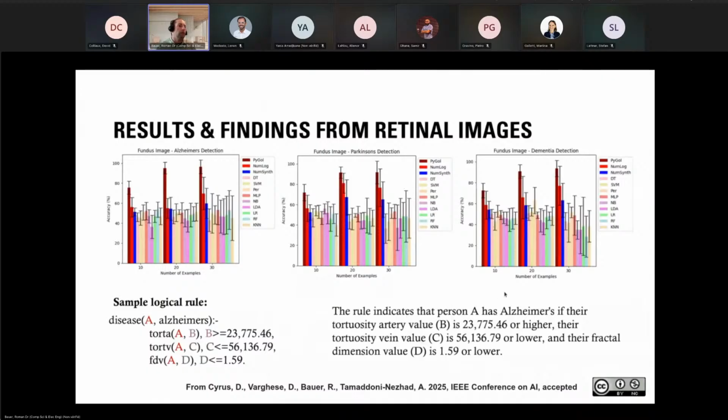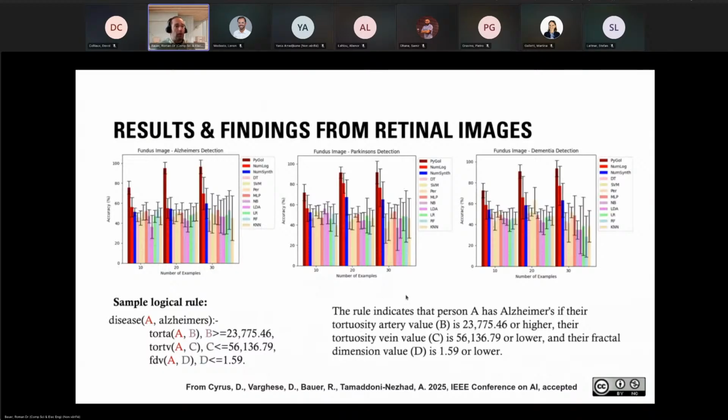And it tells us, for example, if certain conditions on those features are given, like for example, if the tortuosity artery value is higher than this value, or if the tortuosity vein value is lower than this value, and so on, then the classifier says this person has Alzheimer's disease, or is at high risk of having Alzheimer's disease. And so we can create hypotheses that then can be experimentally assessed, and then we can use that in order to better understand the progression of the disease, right? In order to really create mechanistic insights into how the retina is affected by Alzheimer's disease.